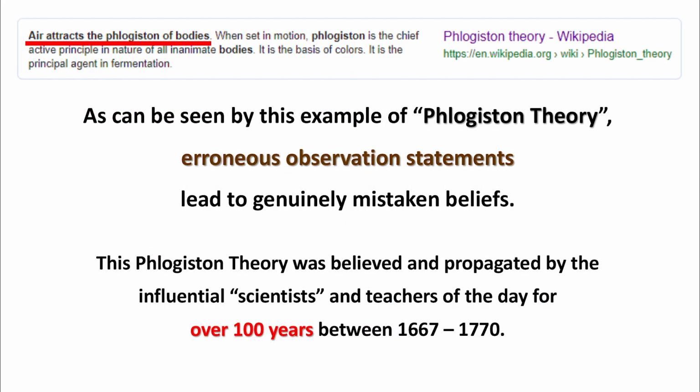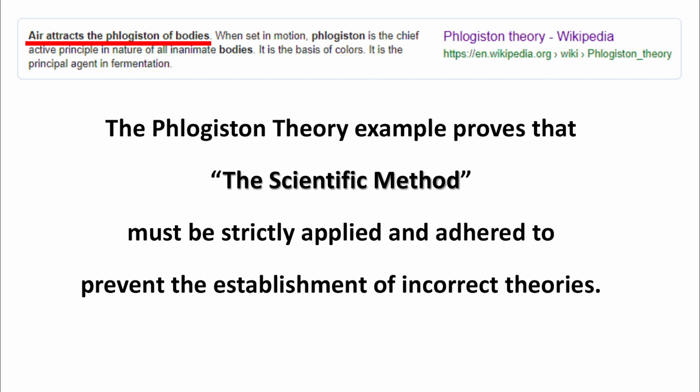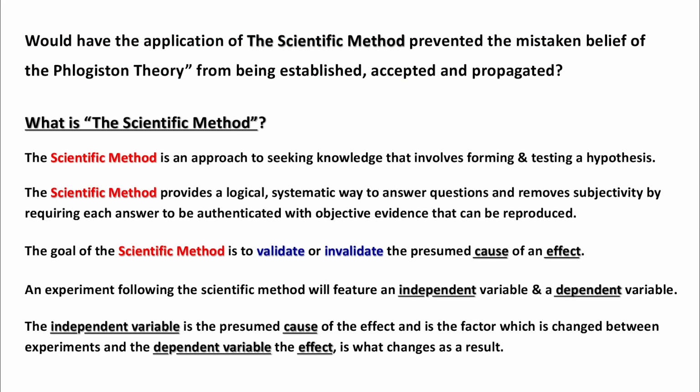As can be seen by this example of phlogiston theory, erroneous observation statements lead to genuinely mistaken beliefs. This phlogiston theory was believed and propagated by the influential scientists and teachers of the day for over 100 years, between 1667 and 1770. The phlogiston theory example proves that the scientific method must be strictly applied and adhered to, to prevent the establishment of incorrect theories. Would the application of the scientific method have prevented the mistaken belief of the phlogiston theory from being established, accepted, and propagated? What is the scientific method?